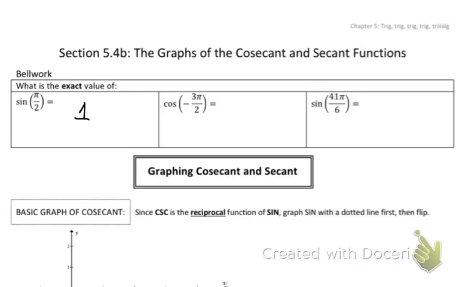Cosine of negative 3 pi over 2, you can just shout it out. 0. It is 0.